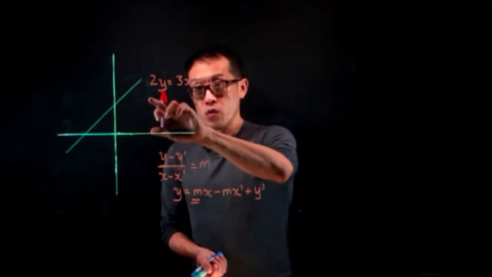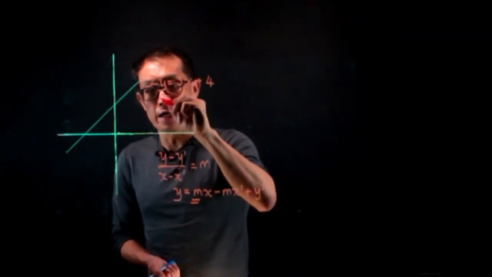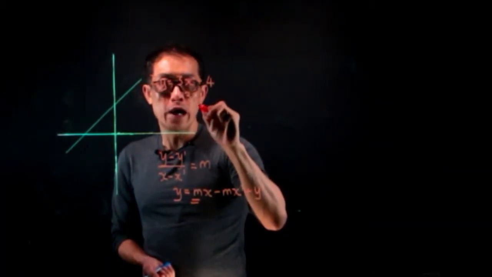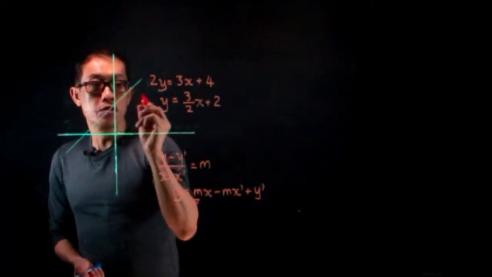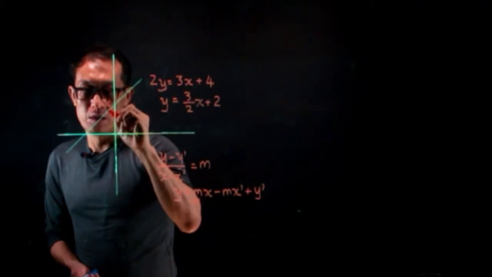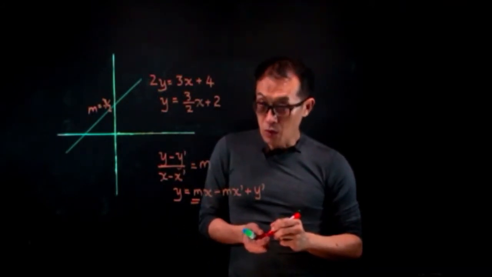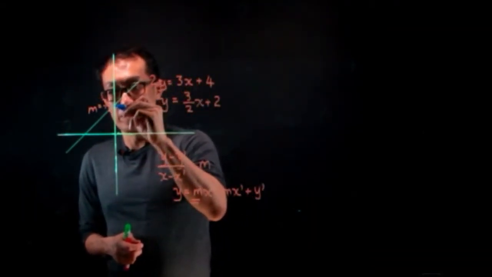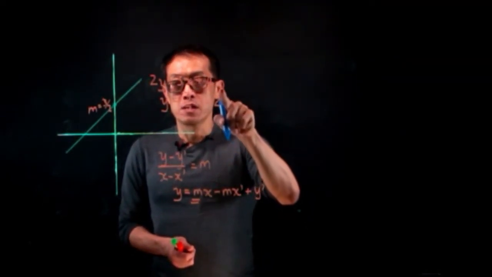Okay. Now when we look at this equation, this equation can also be written as y equals 3 over 2x plus 2. So the gradient of this line is 3 over 2. Okay, the gradient of this line is 3 over 2. Now, what is the y-intercept? Now, the y-intercept is given by this value here, 2.